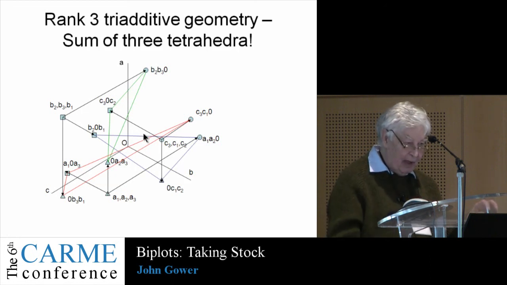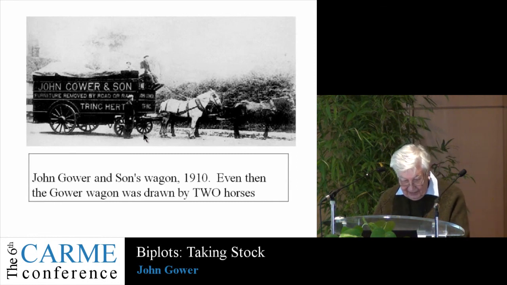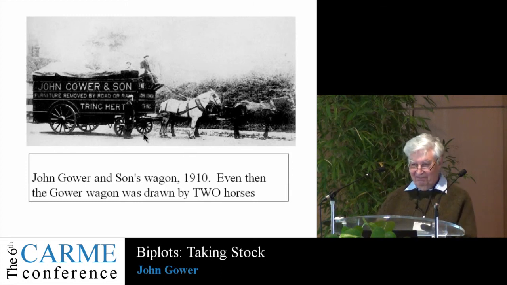So just in passing, I do have these remarks and might do some more work on this, which brings me to my final slide. Now, this is 1910, only 20 years before I was born, in a town not far from where my father lived. So I think these people may well be relatives of mine. And the thing which I like about it is that even in 1910, the Gower wagon has been hitched to 2 horses. The white ones represent rows and the black one represents columns. Thank you.